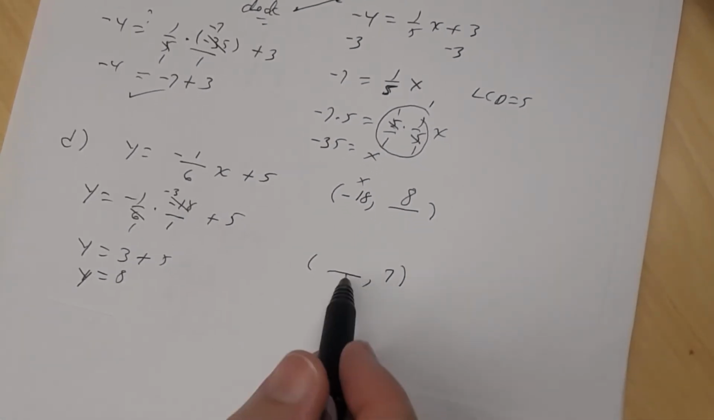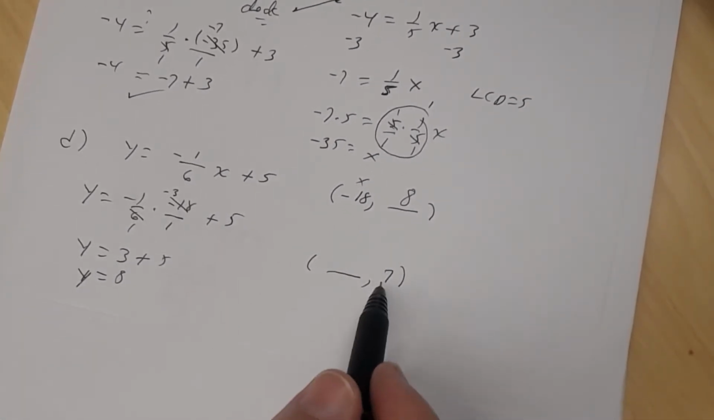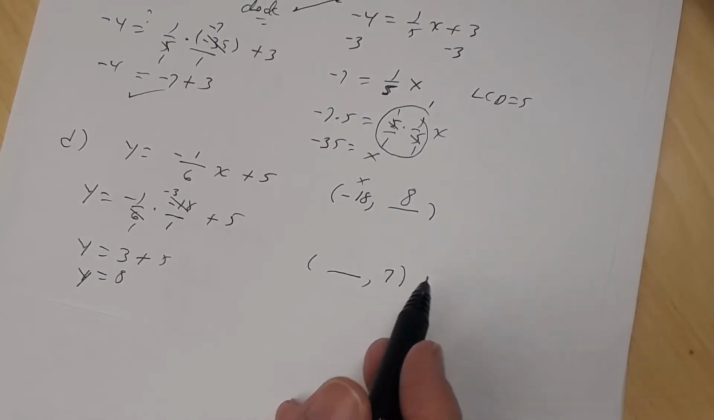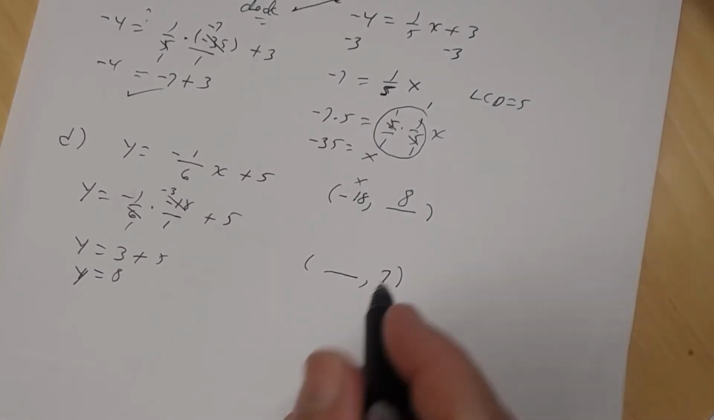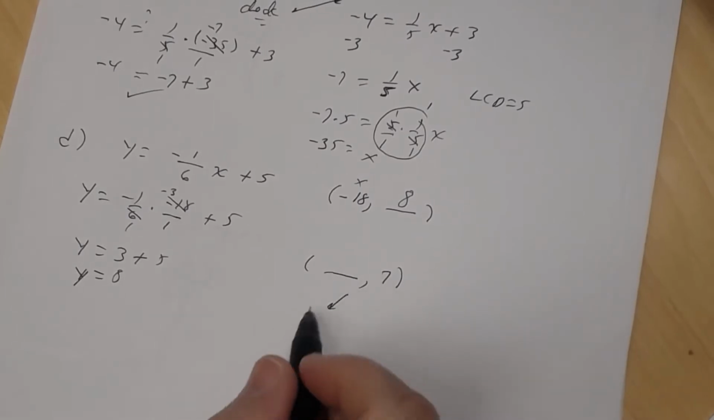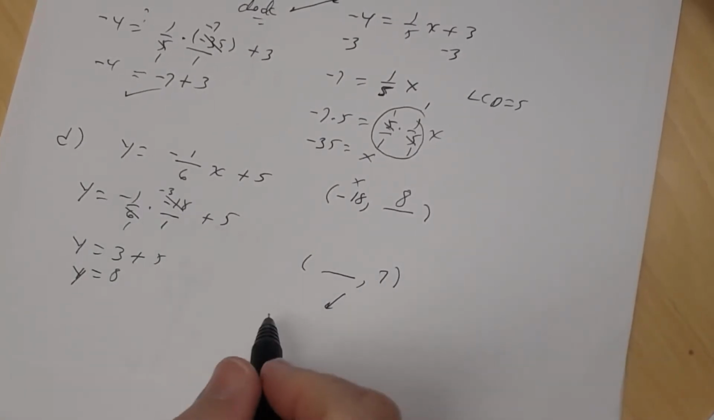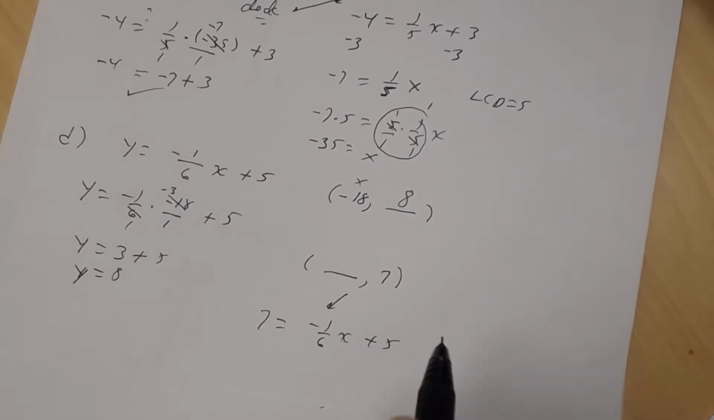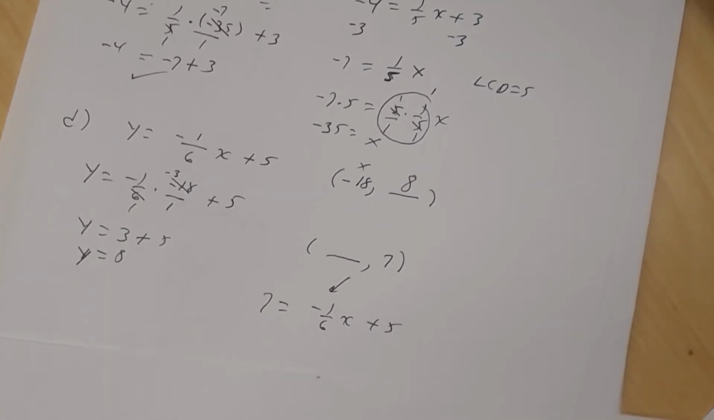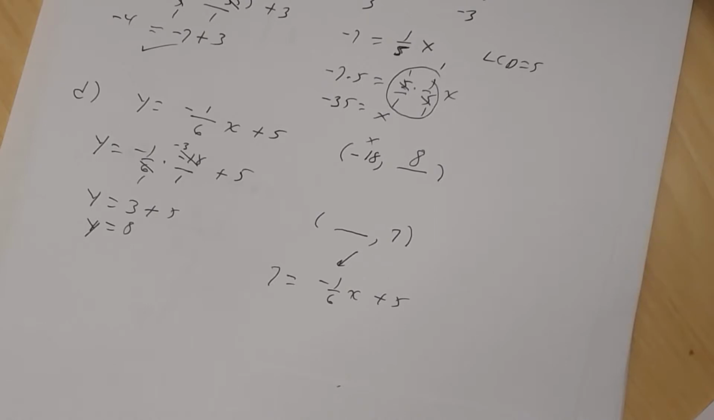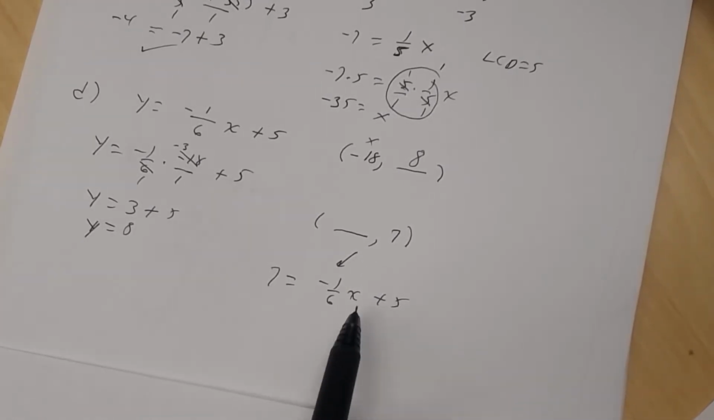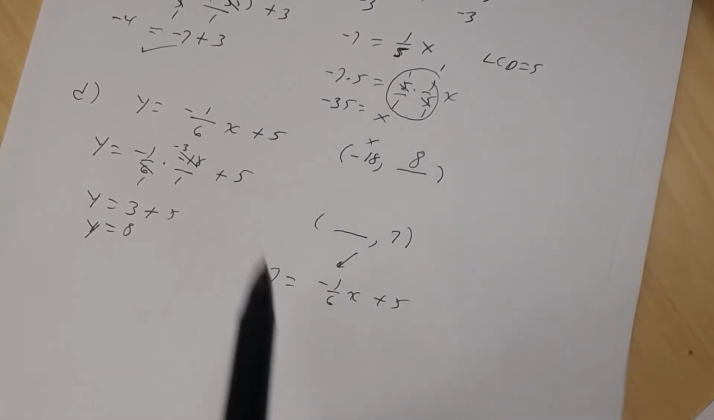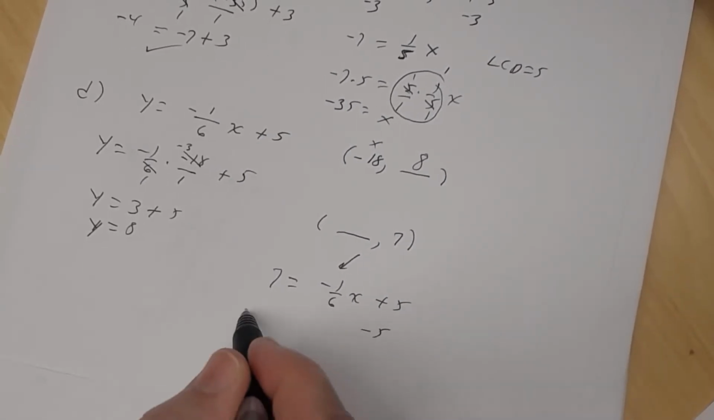All right, so for this one, let's find out what my solution is if y is 7 this time. y is 7, so I get 7 equals negative 1/6 x plus 5. So I got to get the variable x by itself, so I'm going to do it just like I did this one. I'm going to subtract 5 from both sides first.